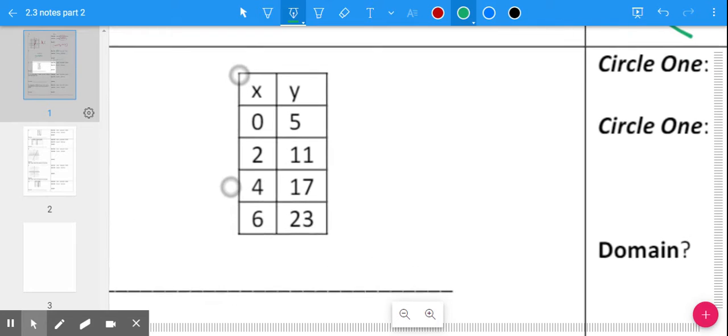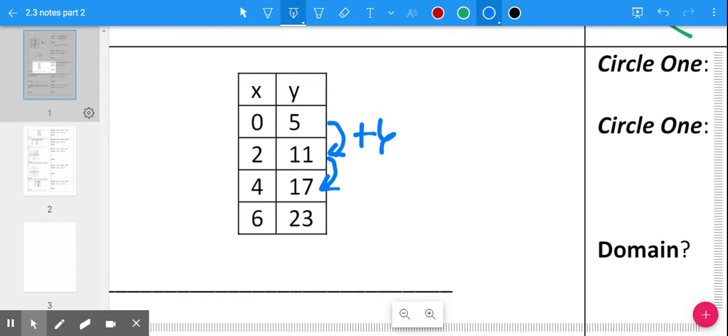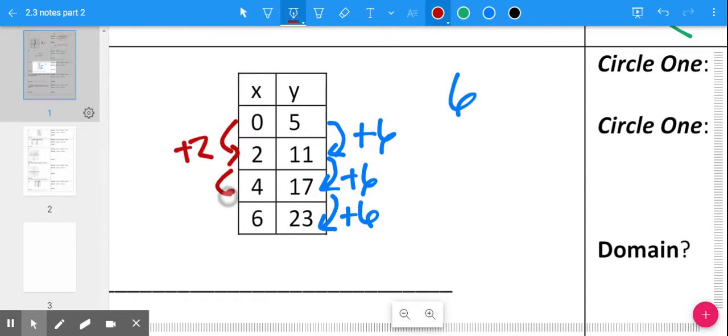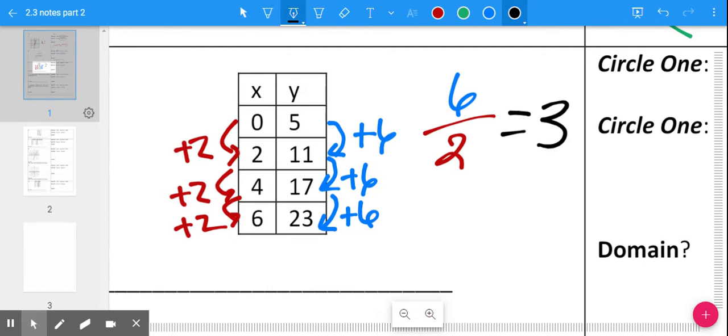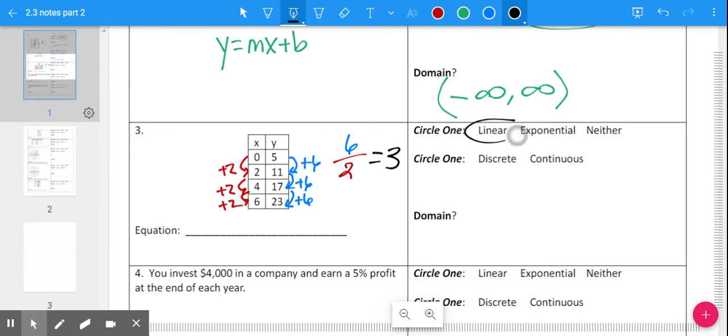This next one, we have 5, 11, 17, 23. So I know I'm adding 6, add 6, add 6, but you also have to look at your x values. So we have add 2, add 2, add 2. So rate of change is your change in y divided by your change in x, which gives us 3. We're adding, so it's linear. There's no context, so we assume it's continuous.